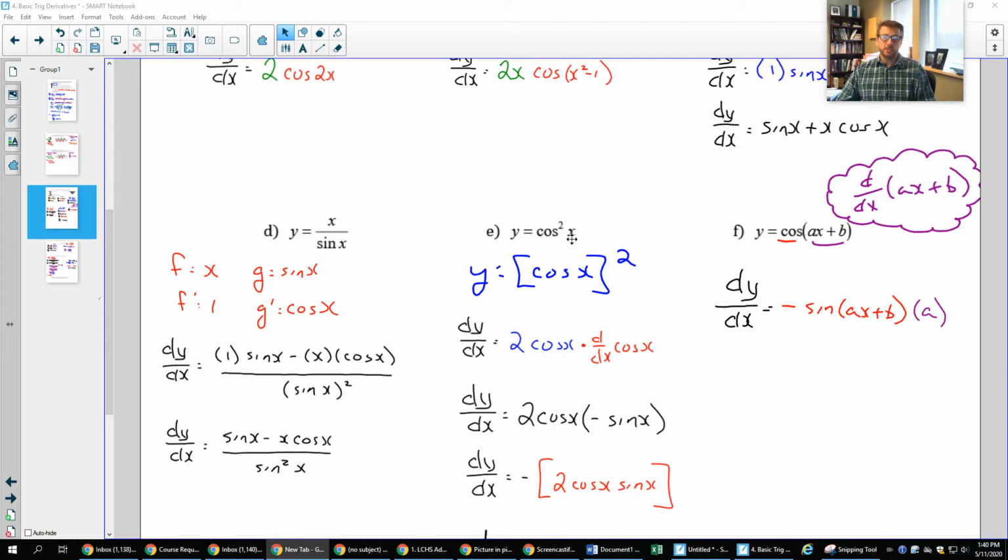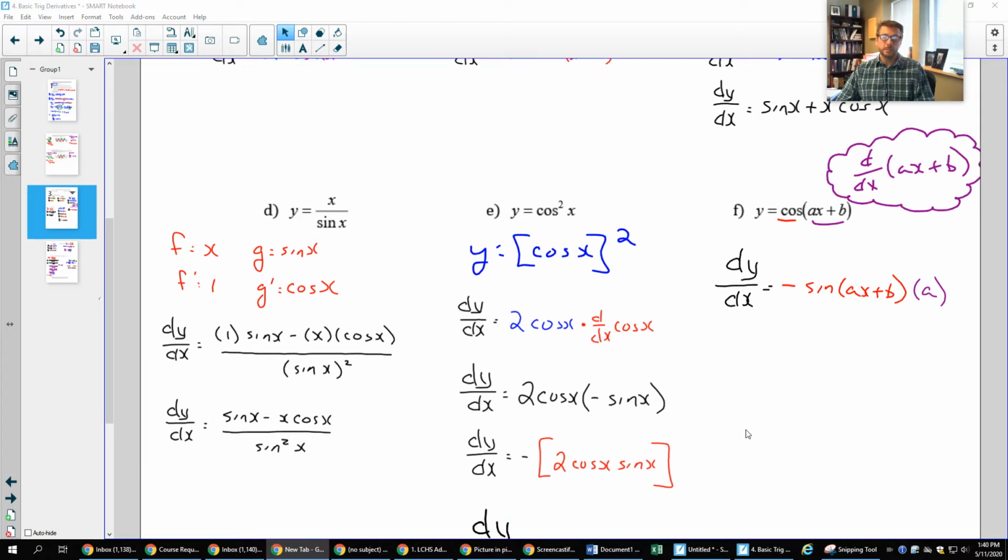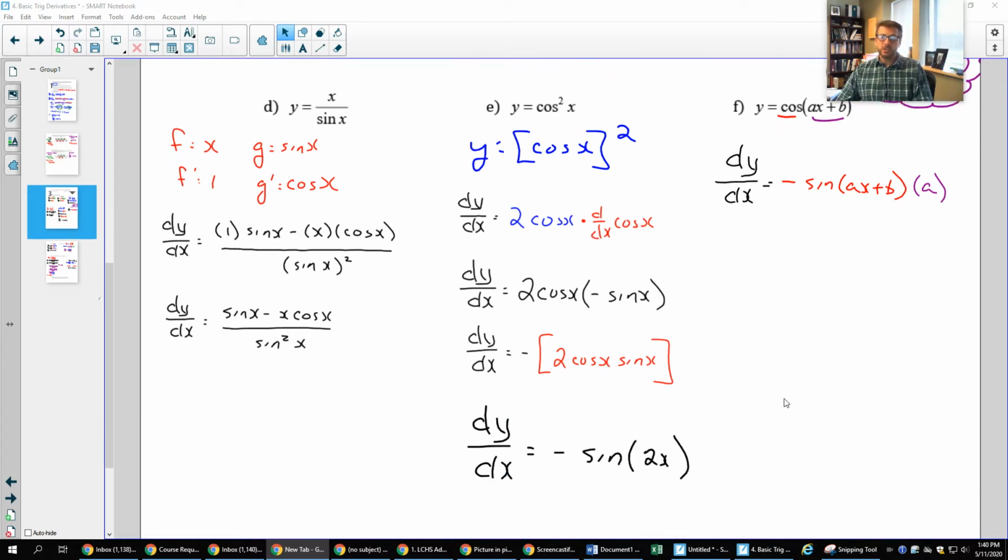Cos of a function squared is the same thing as the whole function being squared. So it's like the power rule. 2 comes down, 2 cos x. What's the derivative of cosine? Derivative of cosine is negative sine. Now, in some of our questions we end up with a new identity that you learned back in Math 30. 2 cos x sine x is actually the double angle for the sine ratio. So when you have double angles that simplify, we expect you to write it as a single ratio.